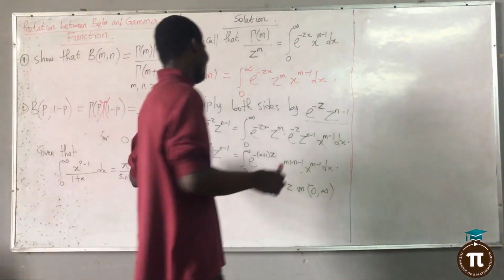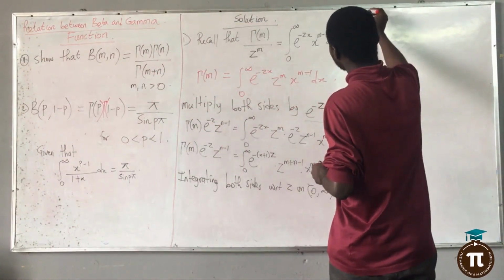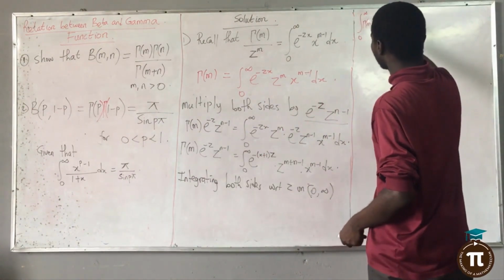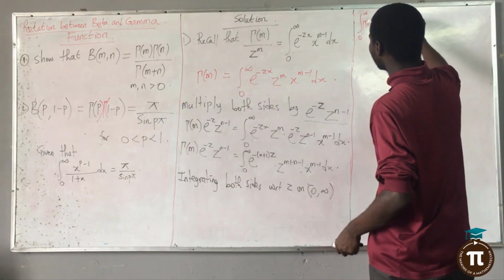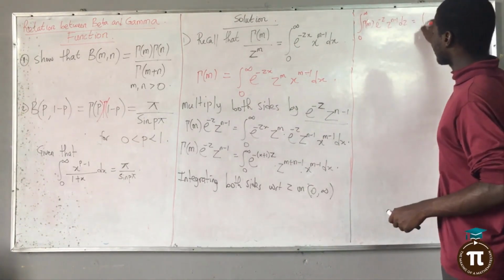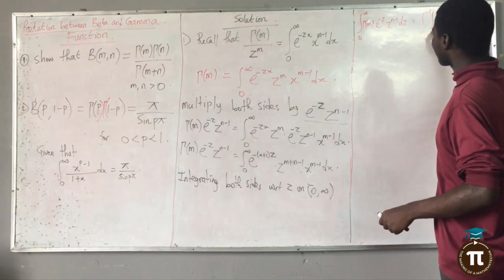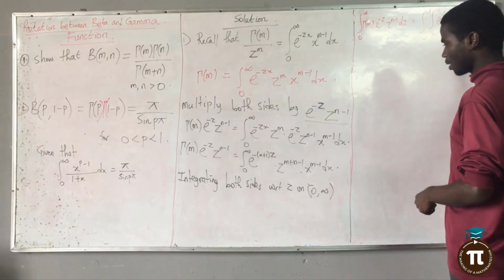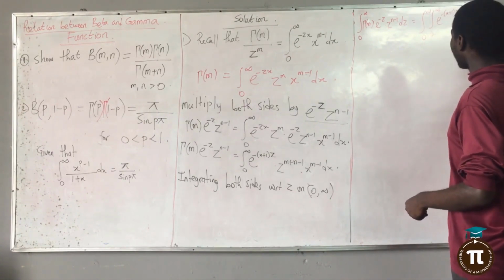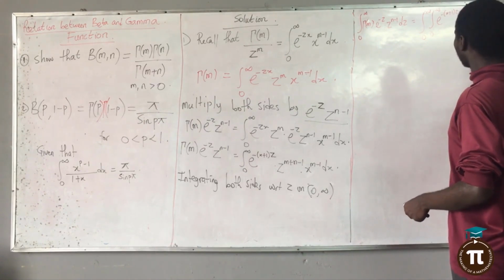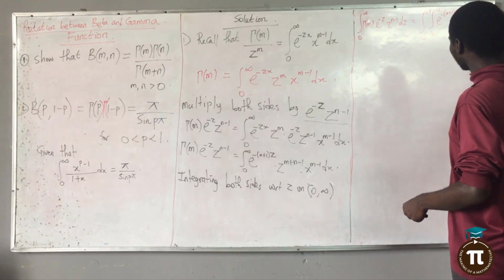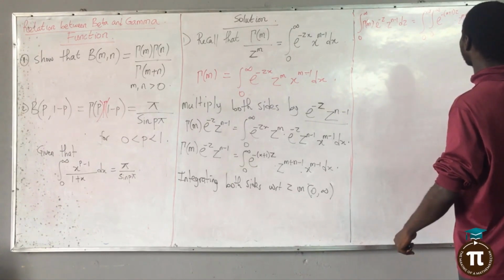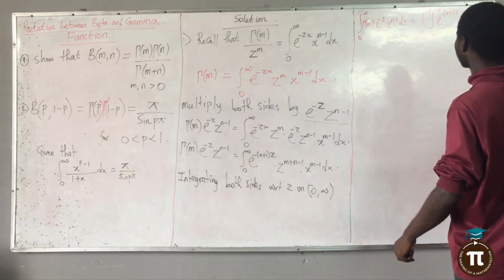So what I'm going to have is the integral from 0 to infinity of gamma of m, e raised to the power of minus z multiplied by z raised to the power of n minus 1 dz, is equal to the integral from 0 to infinity, another integral from 0 to infinity of e raised to the power of minus x plus 1 times z, multiplied by z raised to the power of m plus n minus 1, then x raised to the power of m minus 1 multiplied by dx as well as dz.